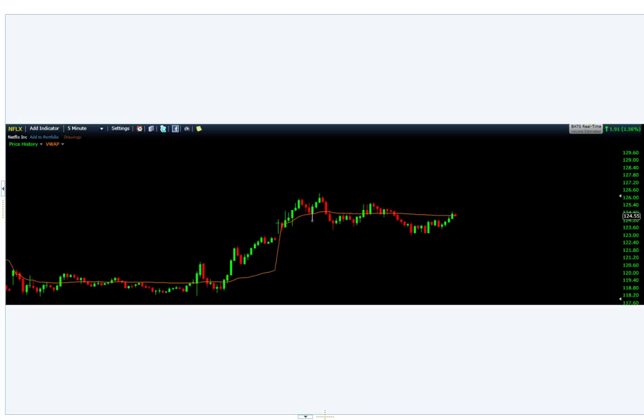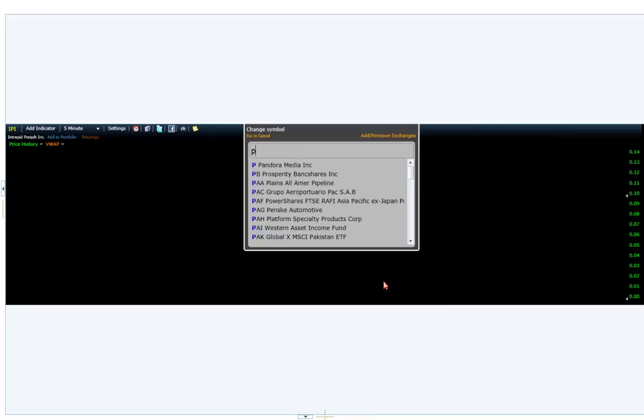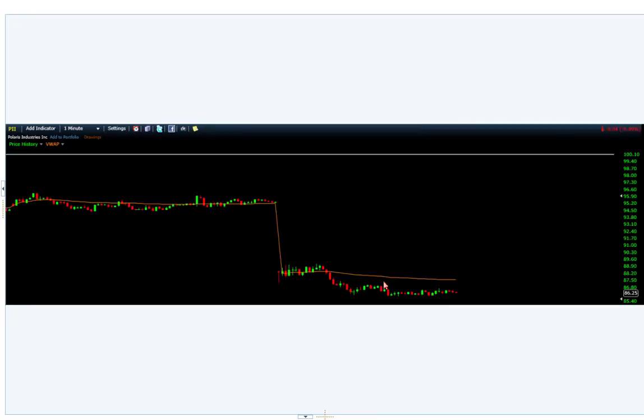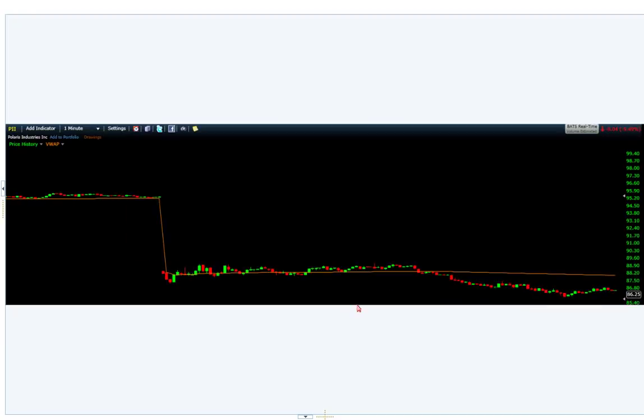Now, for example, let's use the example of PII, which a lot of you guys were trying to short today, right? Now, let me go over the setup with you guys on this thing here.